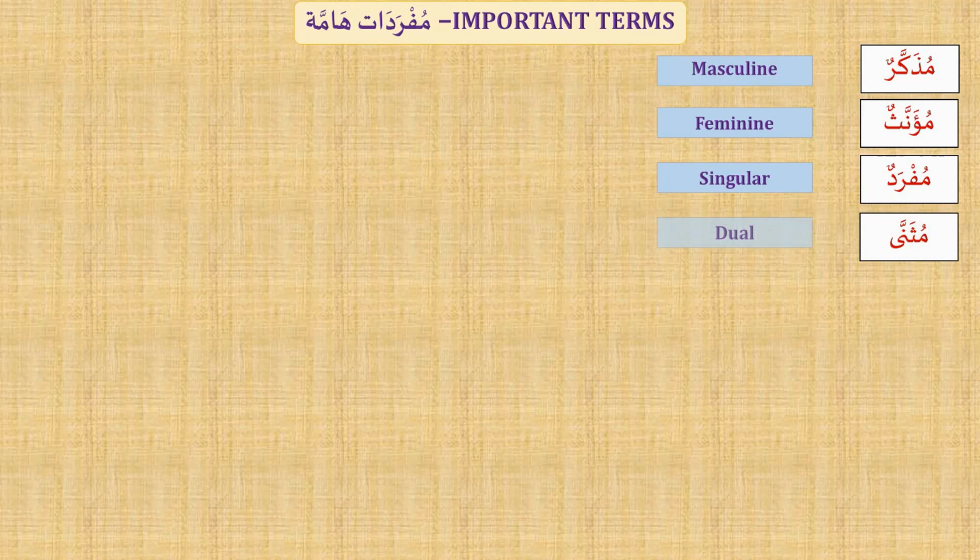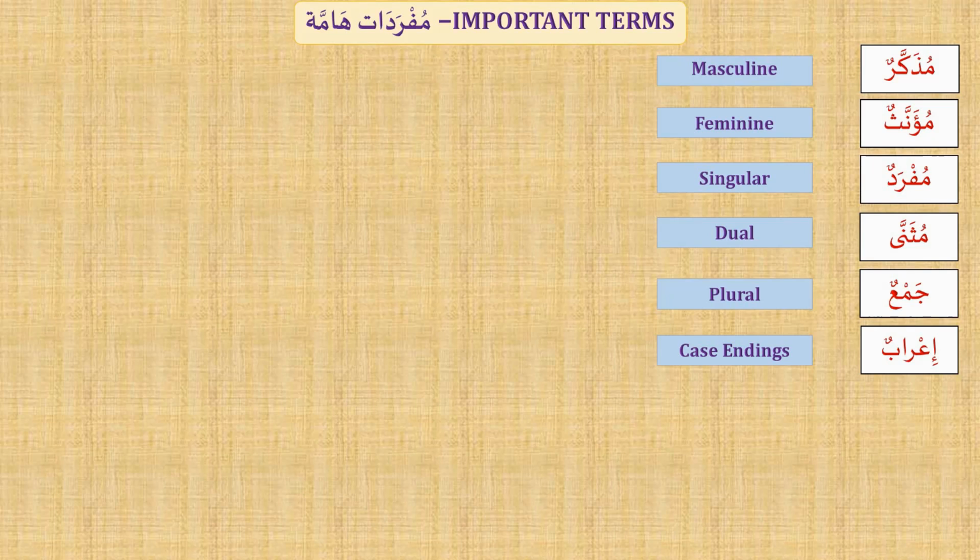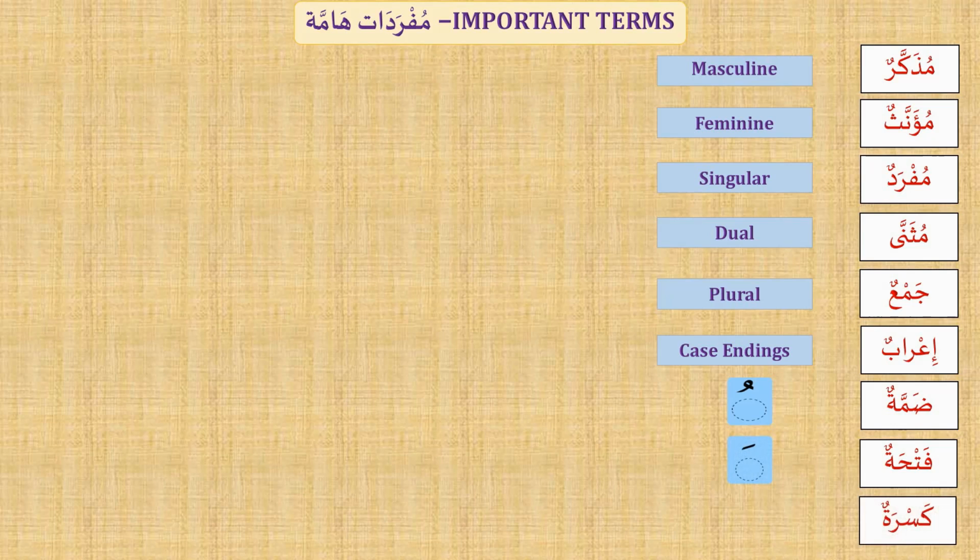مثنى, dual. جمع, plural. إعراب, case endings, whether the word ends with dhamma or fatha or kasra. Dhamma, u sound. Fatha, a sound. Kasra, e sound.